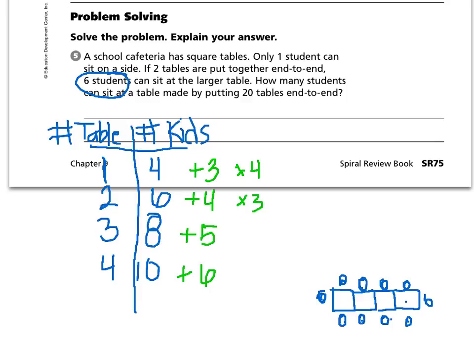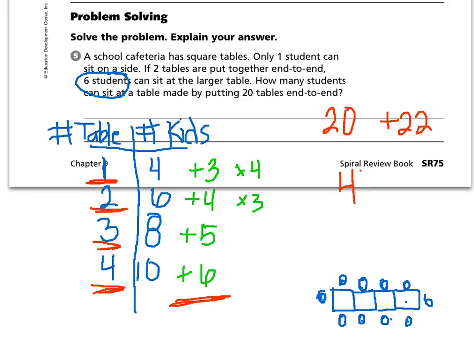If I look at what's in the green, I can see that it is 2 more than each of the tables. So it's going to be 2 extra seats. So what I would do is I would have 20 tables, and then I'm going to add 22 to it if I'm following this rule, because 22 is 2 more than 20. And if I add that, I have 44 kids that can sit there. Remember to show all of your work.